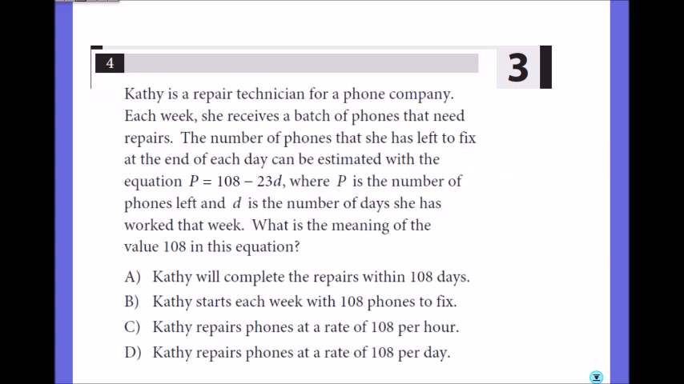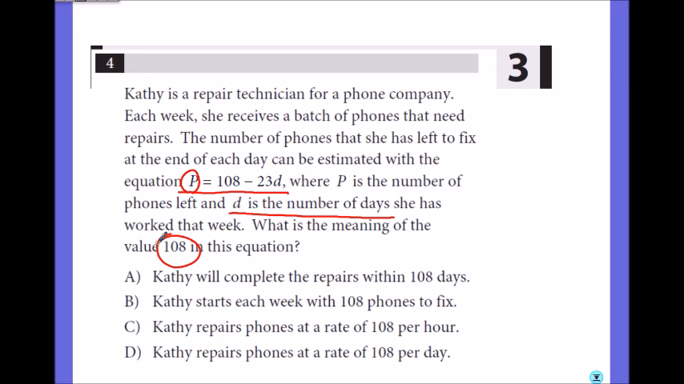4. Kathy is a repair technician for a phone company. Each week she receives a batch of phones that need to be repaired. The number of phones that she has left to fix at the end of each day can be estimated with the equation P equals 108 minus 23D, where P is the number of phones left, and D is the number of days she has worked that week. What is the meaning of the 108 in this equation?